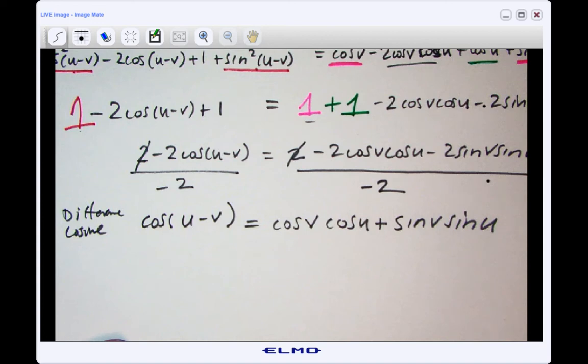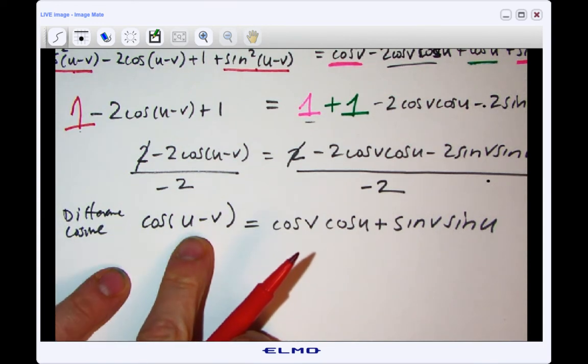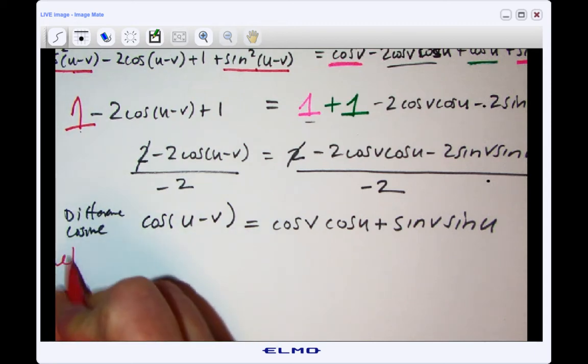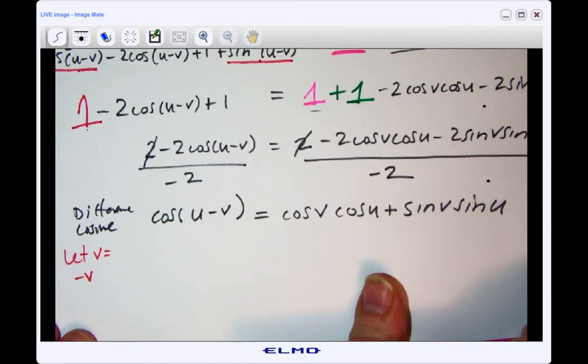All right. Now what I'm going to actually do is change this to the sum formula, and I'm going to do something a little bit sneaky here. I'm going to say let v equal negative v. Now why is that legal?